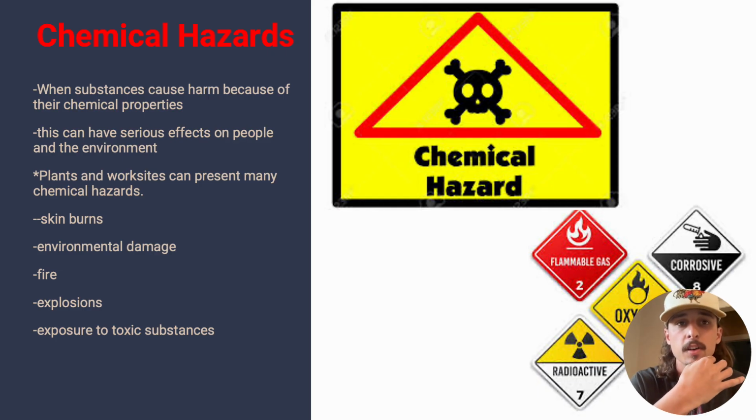Okay, so first off, chemical hazards are when substances cause harm because of their chemical properties. Plants and work sites can present many chemical hazards: skin burns, environmental damage, fire, explosions, exposure to toxic substances. This can have serious effects on people and the environment also. So every day we should be mindful and knowledgeable about these hazards and know how to prevent dangerous and fatal exposures, but also know how much would cause these detrimental effects.